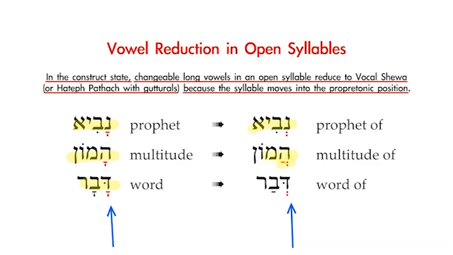Navi, hamon, davar. The reason the vowel has changed from qamets to vocal schwa or hatef pathach is because those open syllables are no longer pretonic. They're propretonic in the construct state because it's the absolute noun that now has the accent, not the construct noun. So closed syllables will reduce to short vowels. Open syllables will reduce to vocal schwa or a hatef pathach with gutturals. Both of those changes you've already seen. You should be very comfortable with them by now. This is a great place to review that information and to become comfortable seeing that phenomenon.